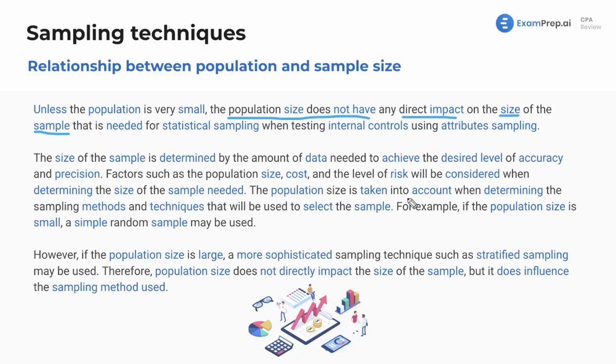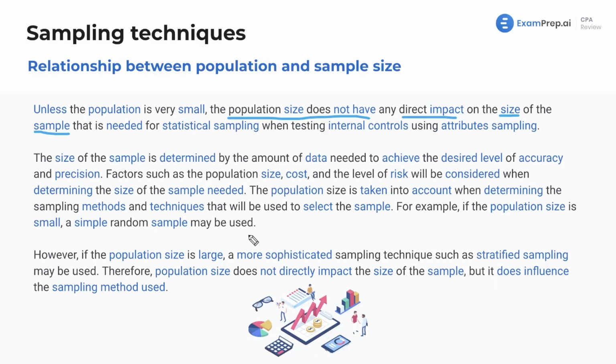Population size is taken into account when determining the sampling methods and techniques that will be used to select the sample. For example, if the population size is small, a simple random sample may be used. So if you've got just 10 students on campus, yeah, you might just say, all right, blindfold, 1, 2, 3, picking you. But if you've got 10,000 students, there are obviously probably a lot more criteria within them, right? With that many students, they're going to be just so much more different.